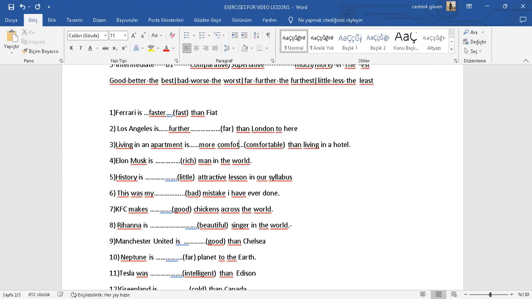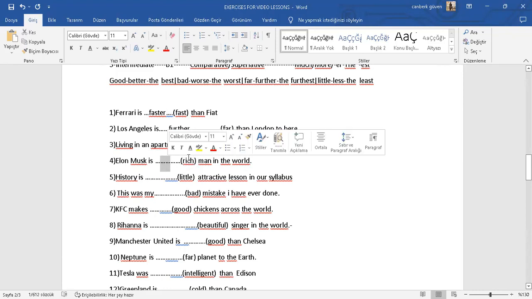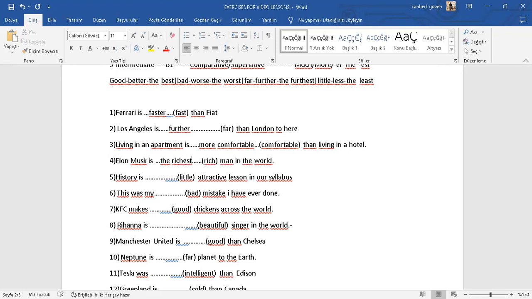More comfortable. Next: Elon Musk is blah blah man in the world. So you remember what I told you for superlatives. When we are talking about extreme situations or something in a boundary, we should use superlative. Here, as for the short adjective, we should use the richest, right?